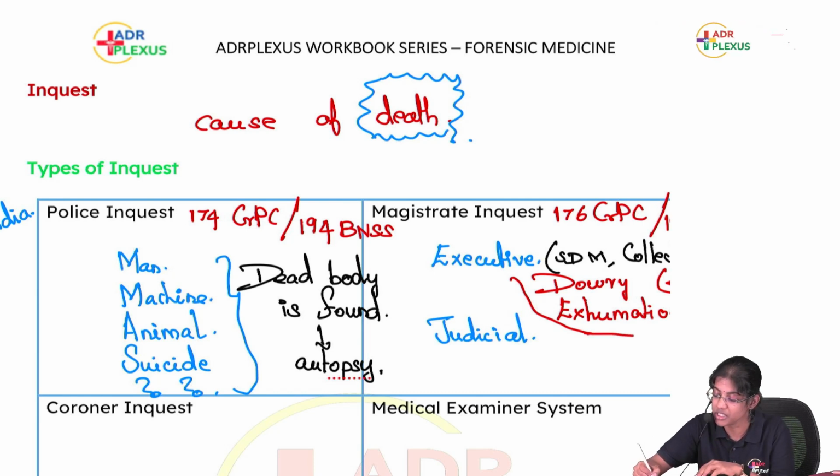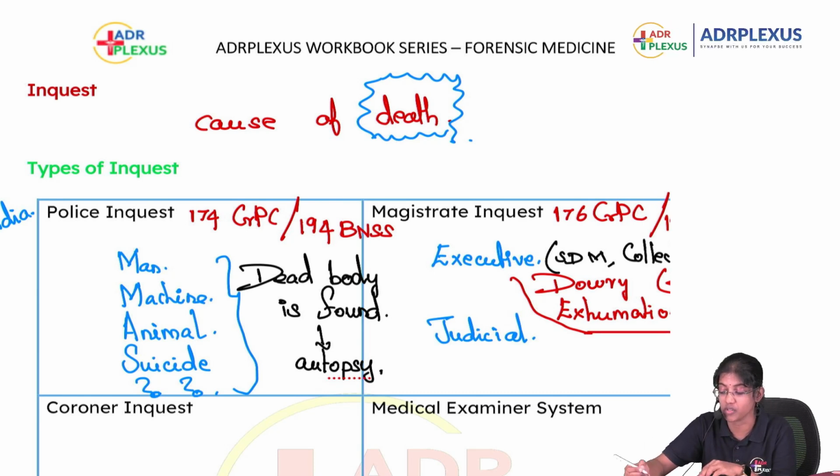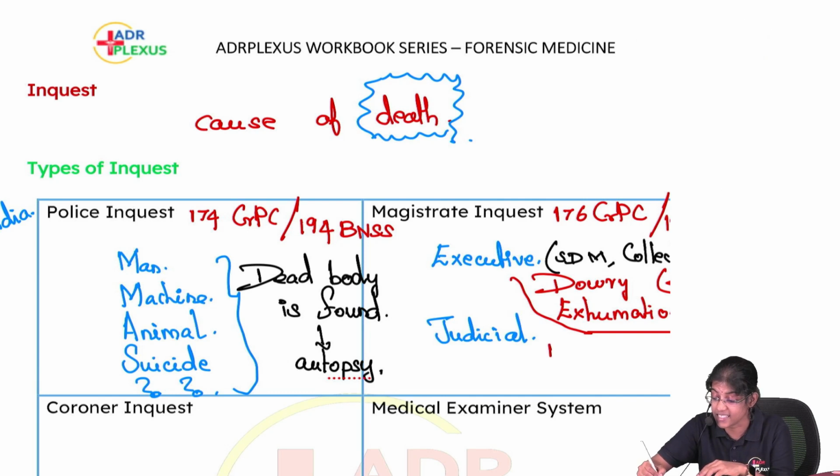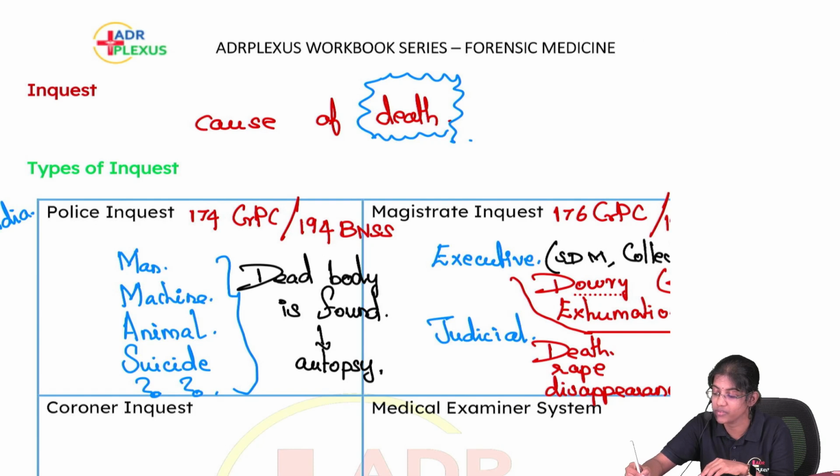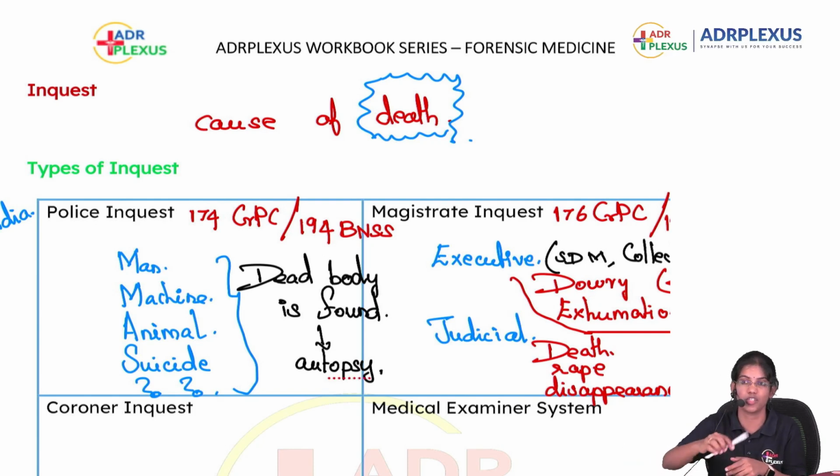Now let's take up judicial magistrate. Judicial magistrate is also important to us because whenever there is a death in custody or a rape in custody, okay, death in custody, rape in custody, disappearance in custody, in all of these cases judicial magistrate will come in.